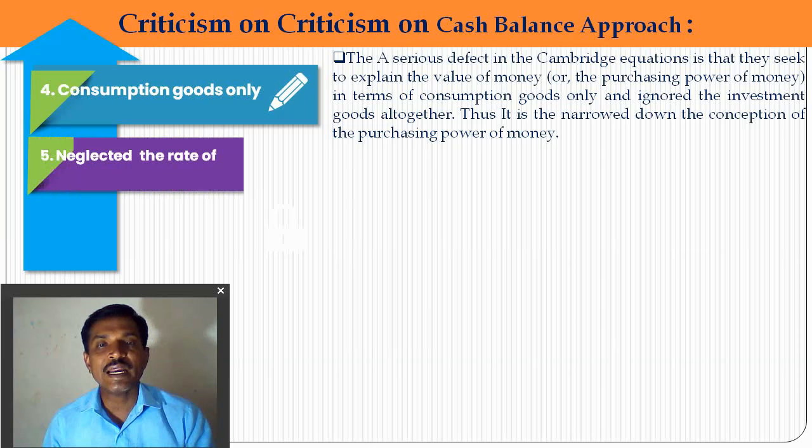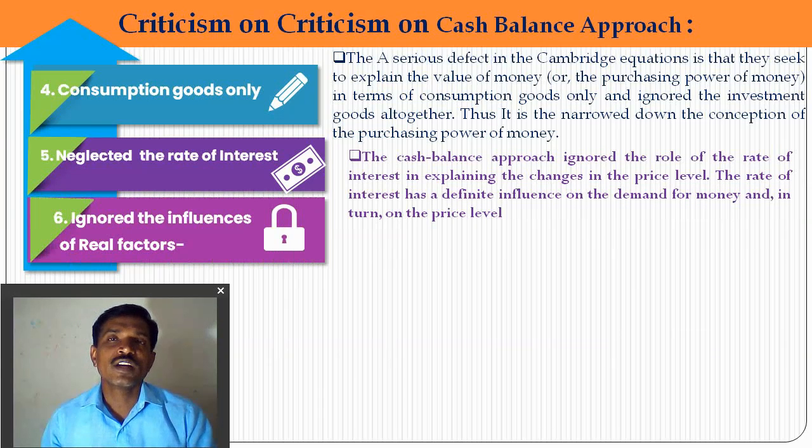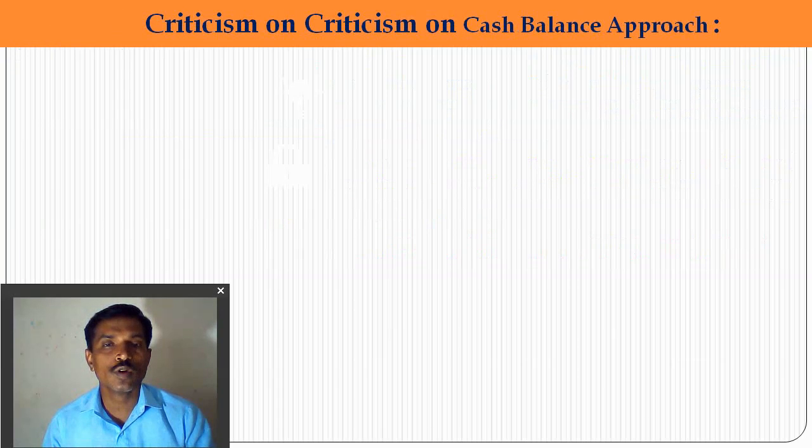It neglects the rate of interest. They have not given much explanation of how the rate of interest has an impact. The cash balance approach ignores the role of the rate of interest in explaining changes in the price level. The rate of interest has a defining influence on the demand for money, so they neglect it. It also ignores the influence of real factors, like saving, investment and income. These real factors are neglected in this theory, according to economists.